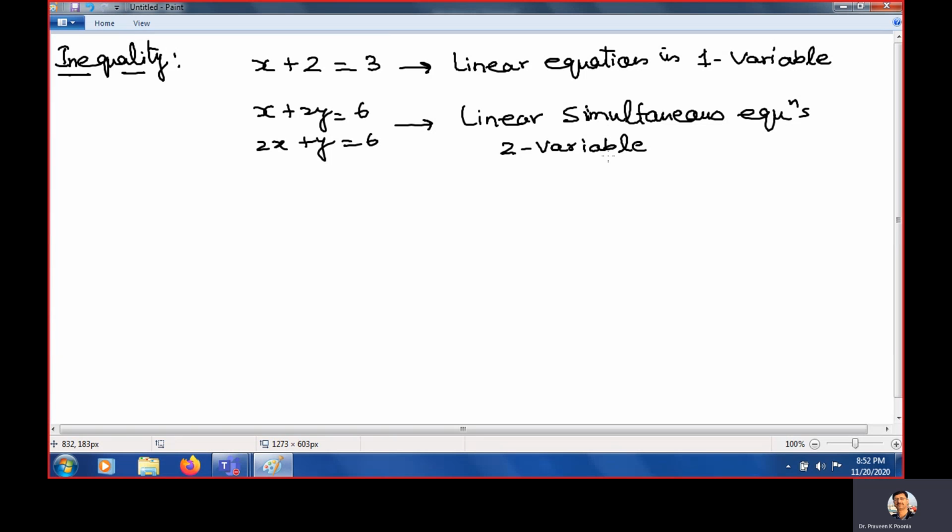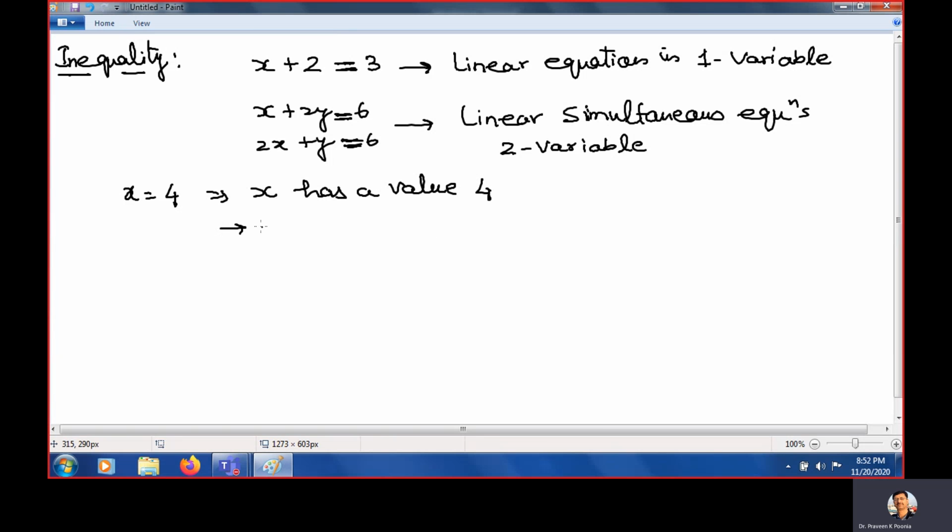Two variables means we need two equations. Clear? In both cases, whether it is linear equations or linear simultaneous equations, we have an equal sign. But sometimes they are not equal. Clear? If I say the value of x is 4, that means x is equal to 4. X is equal to 4 means x has a value 4.